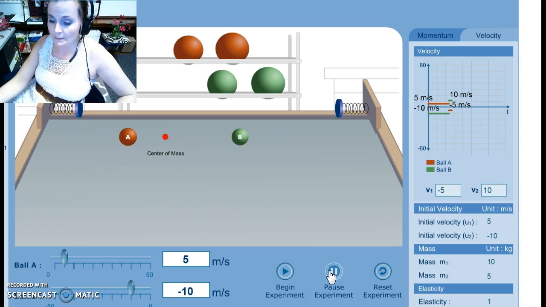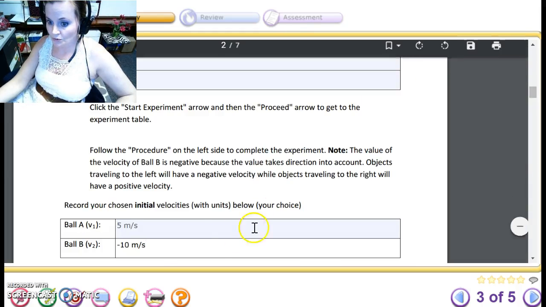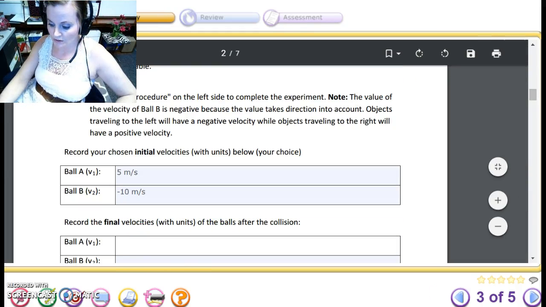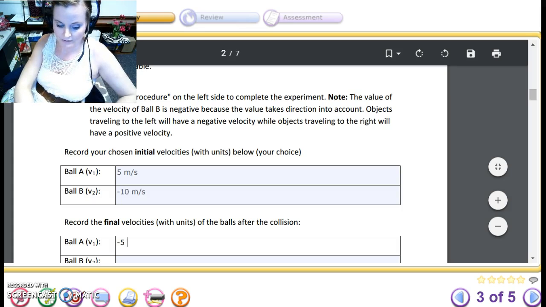There we go. So we can pause it, and then you can see now the velocity of ball 1 is negative 5, the velocity of ball 2 is 10. So let's go back to, so this is negative 5, this is 10.